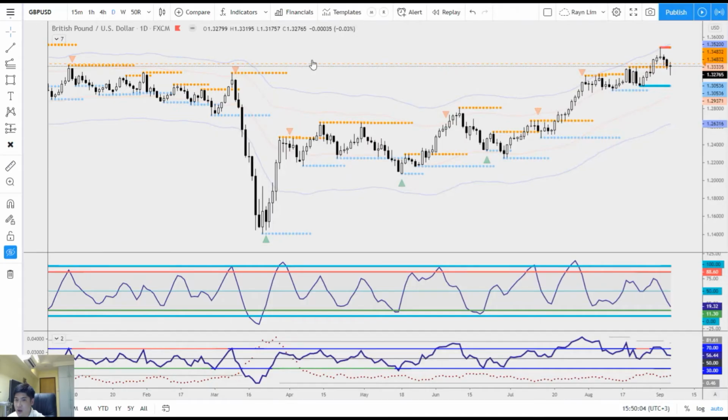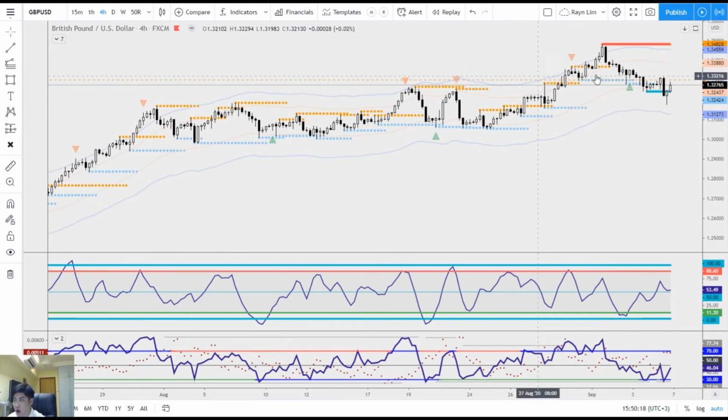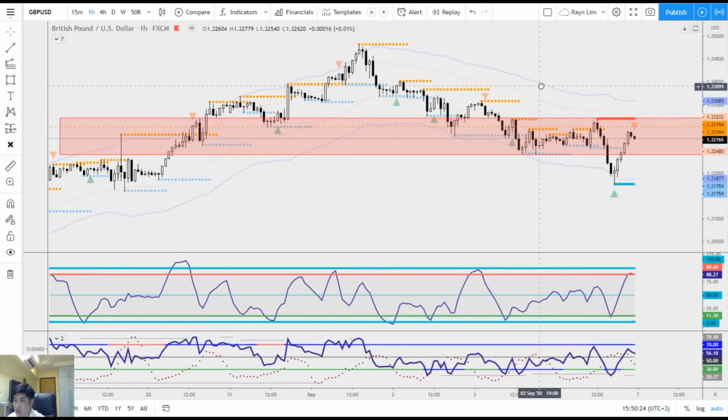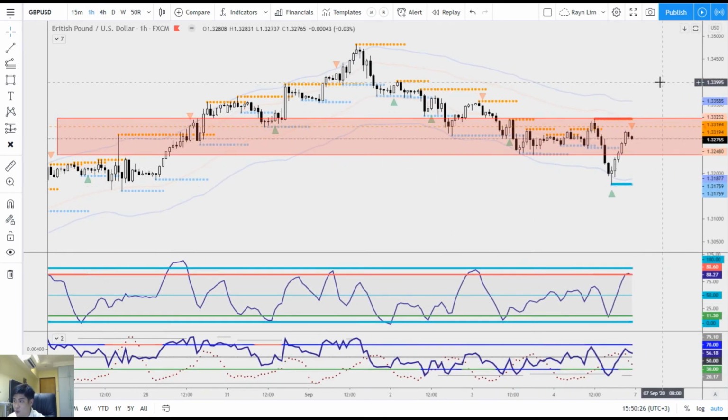All right, so back to this analysis, what you can see is that on the daily chart, I'm waiting for a confirmation on the daily chart. But if you go down to the 4-hour, okay, as you can see, the indicator has been very helpful. The action will be on the 1-hour chart. This is the sell zone I'm waiting for.